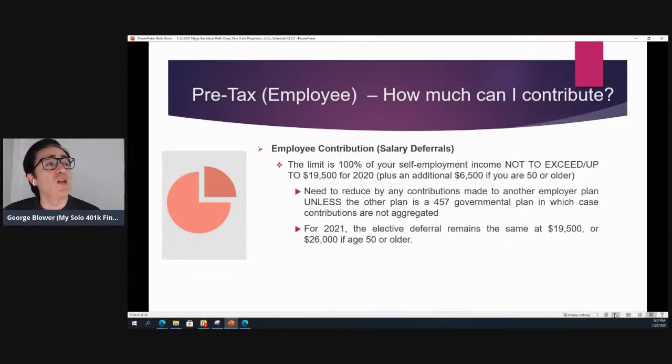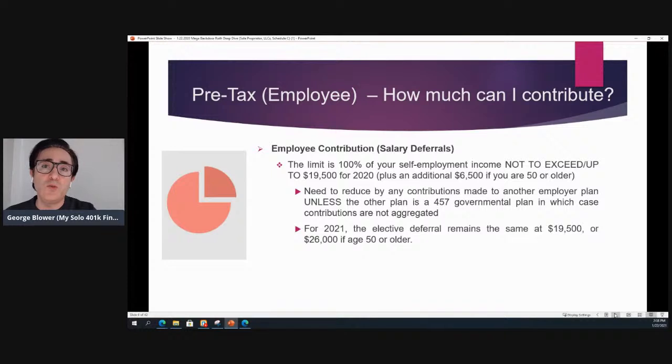So the first type of contribution is an employee pre-tax contribution. Another name for an employee contribution is a salary deferral. The limit is 100% of your self-employment compensation, which remember is line 31 of Schedule C, less 1/2 of the self-employment tax. You can do dollar for dollar, not to exceed $19,500, or an additional $6,500 if you're 50 or older. That's the 2020 limit, and the limit didn't change for 2021, so it remained the same. Now, you need to reduce that by any contributions that you made to another plan.